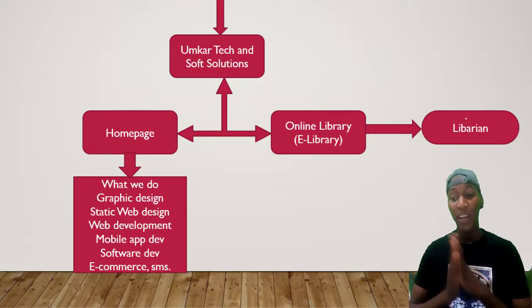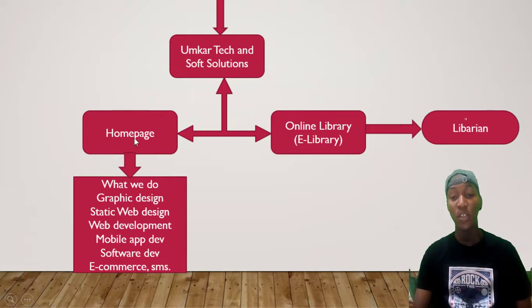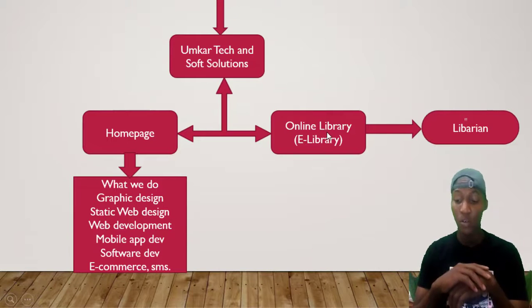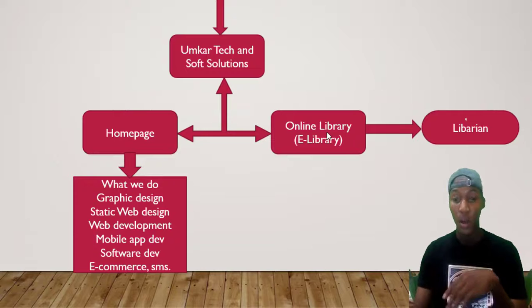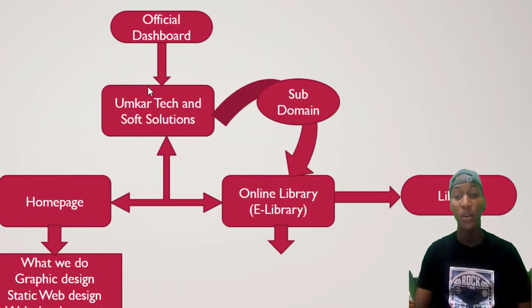Some people might think, why not create this home page, put navigation links, then under that navigation links, create a link that links to another web page for this online library. You understand? But I came up with an idea. I don't know whether you are going to accept that. Why not create a subdomain? Why not create a subdomain under this Umkar Text and Software Solution?